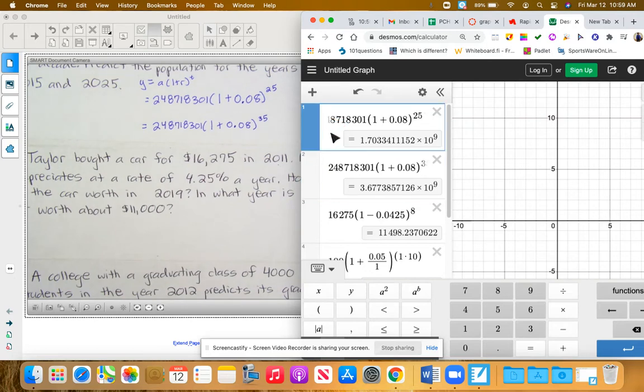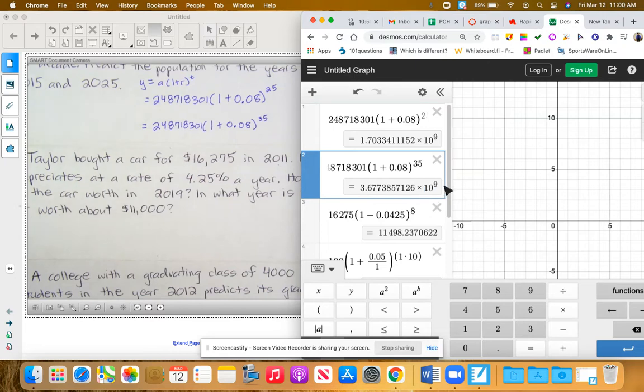So the first one was 25 years later, and the second one was 35 years later. So we typed those in. Now, if you look at this, these numbers are so big that Desmos had to put it in scientific notation. So that means that I would take the 17033 and I would add 9 zeros afterwards. Same thing down here. It gave me 3.677, but I got to multiply that by 10 to the 9. So we're going to be adding 9 zeros at the end.